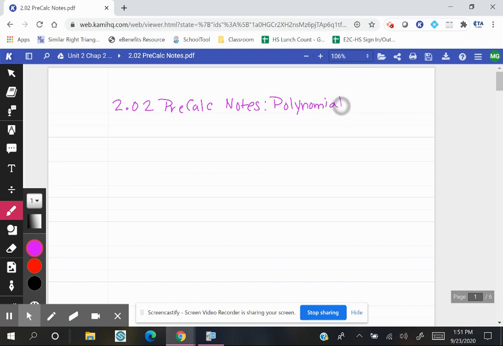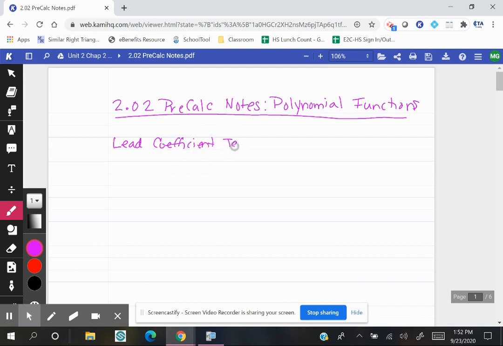So we'll talk a little bit about how to figure out what a polynomial will look like without the use of your calculator. So looking at the equation and what we can tell from the equation just by looking at some of the characteristics of it. So the first thing we're going to talk about is the lead coefficient test.